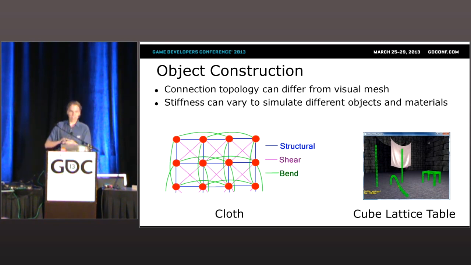You'd have stiffer connections for something like leather, while for something like silk they'd be very weak or non-existent. And it's not just cloth. You can build rubber ducks or other things out of 3D lattices of all sorts of connections.